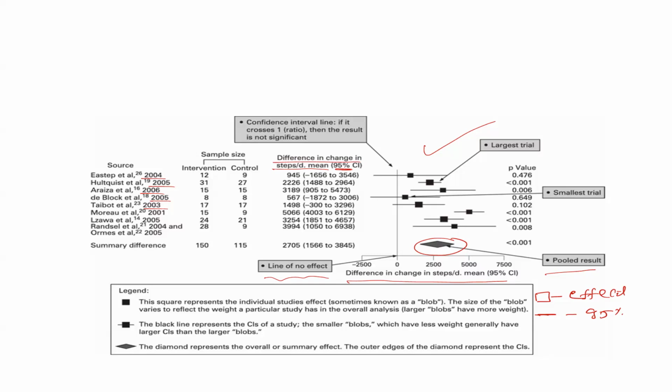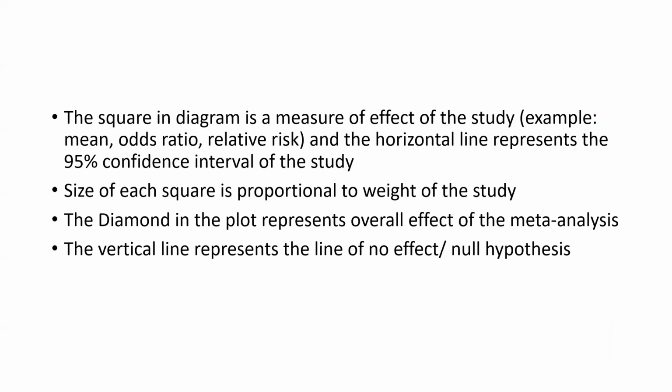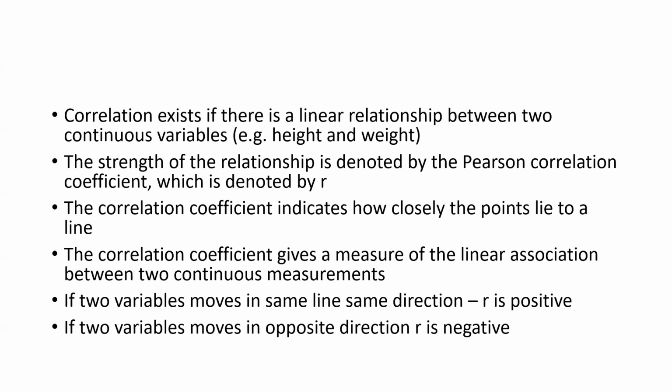Then the diamond shape represents the overall summary effect. The outer edges of the diamond represent the confidence interval. The square in the diagram is the measure of effect of the study and the horizontal line represents the 95% confidence interval of the study. The size of each square is proportional to the weight of the study. The diamond in the plot represents the overall effect of the meta-analysis, and the vertical line represents the line of no effect, the null hypothesis.